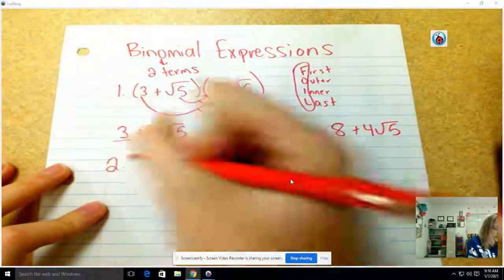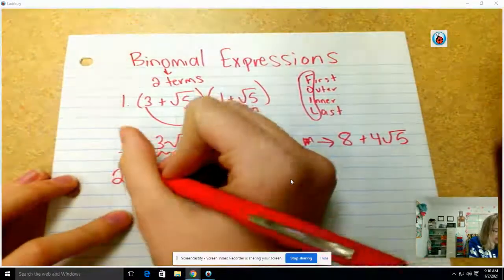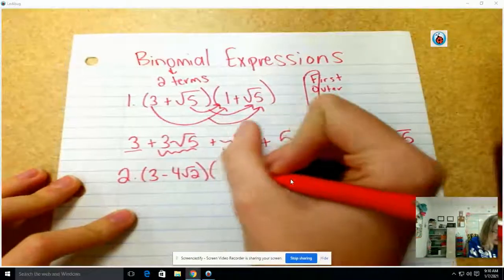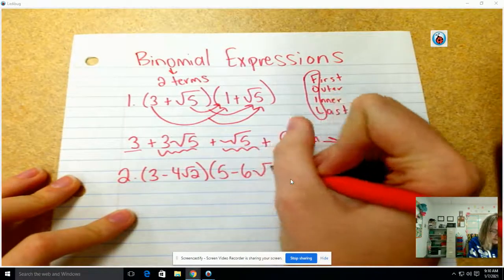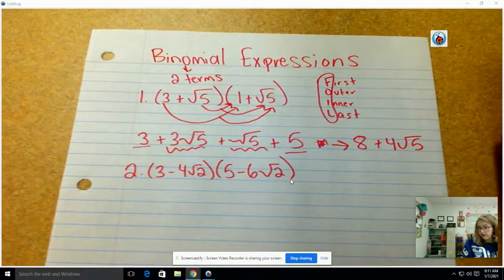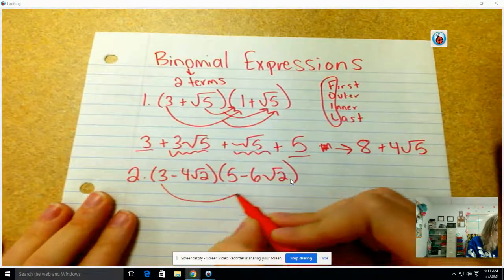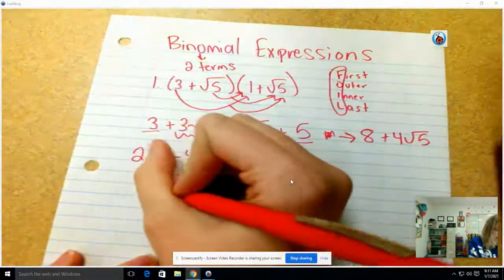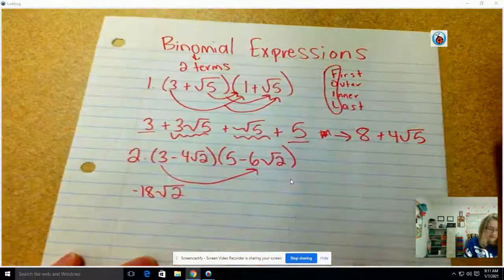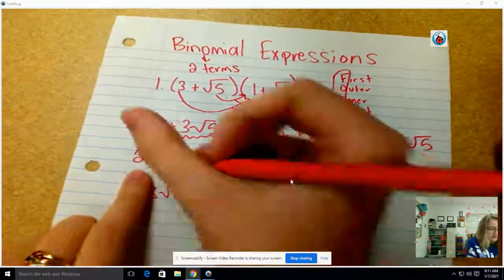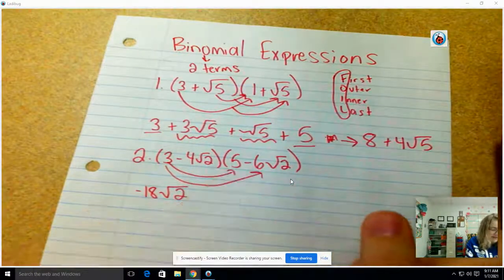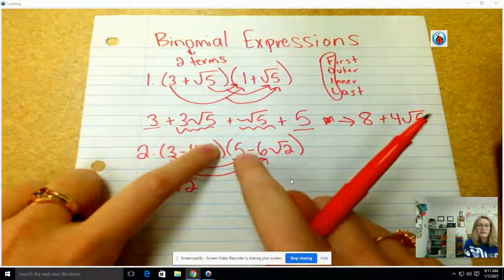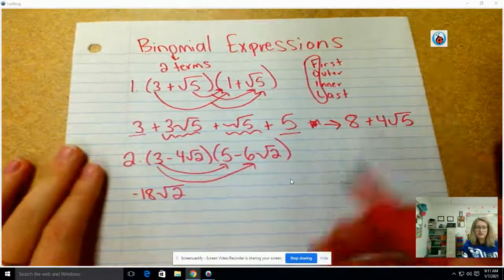Example number 2 is 3 minus 4 radical 2 times 5 minus 6 radical 2. Again, we're going to do our multiplying. 3 times negative 6 radical 2 gives me negative 18 radical 2. Oh, I missed one, sorry. Then we're going to do 3 times 5. It doesn't matter what order you go in as long as you multiply what's over here by both of these and what's over here by both of these. It's okay if you accidentally go in the wrong order.